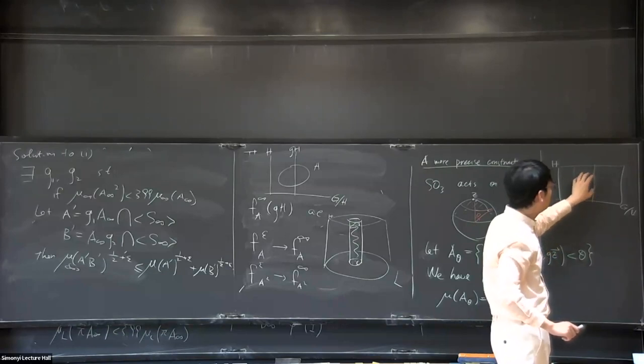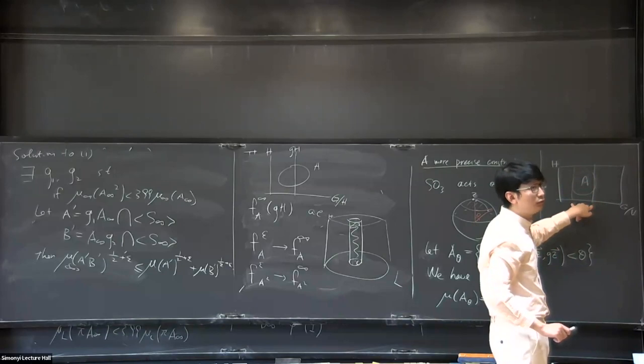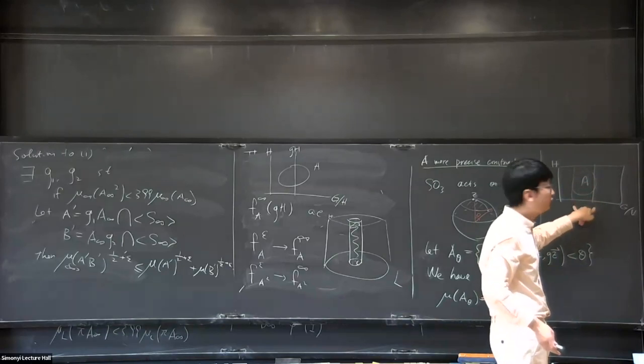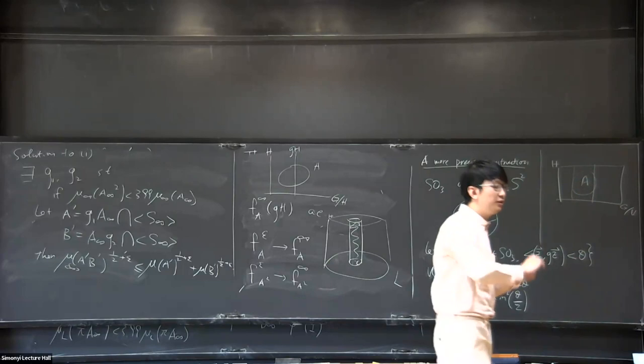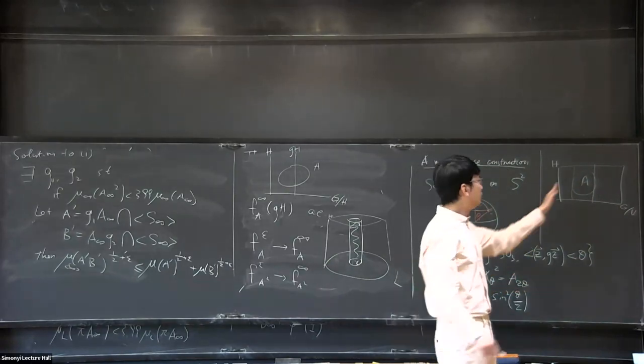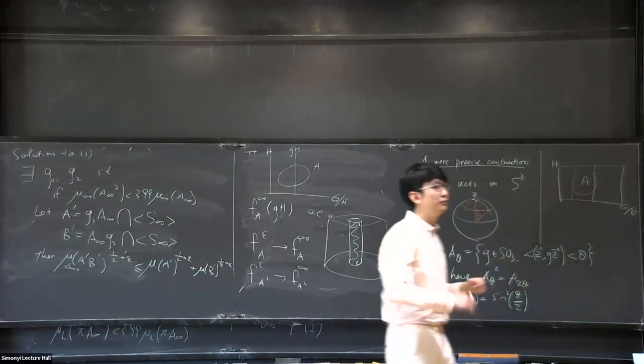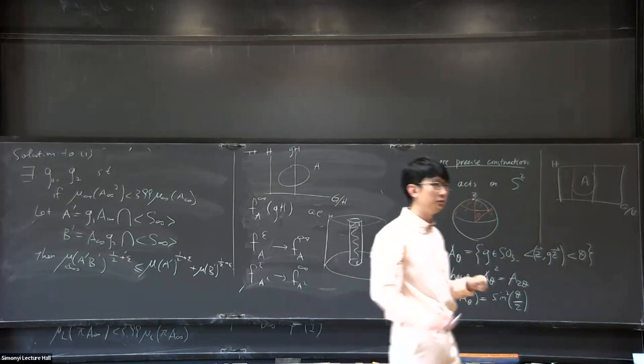So the measure of A square will be larger than the projection square. And this is what we want. We want to say the projection square is smaller than A square. And this is the general picture. But the problem is we don't have measures. So we have to approximate it and use this geometric intuition.